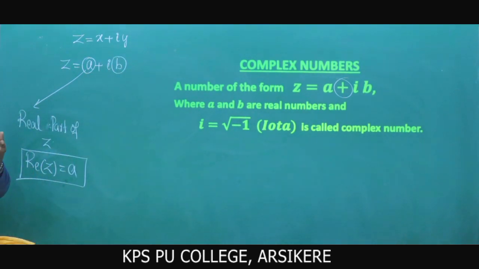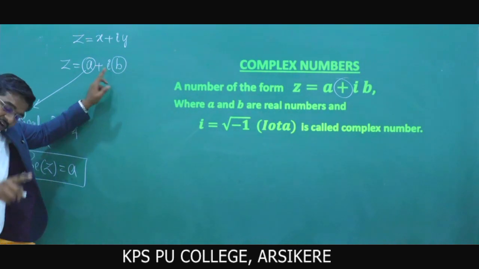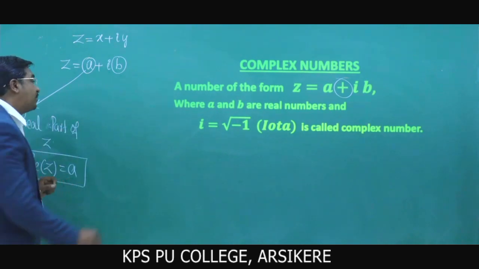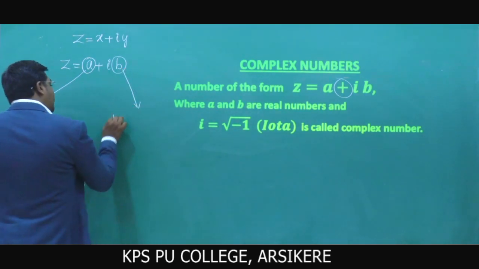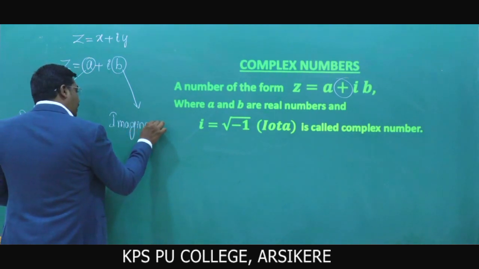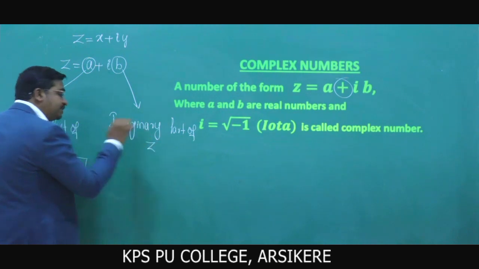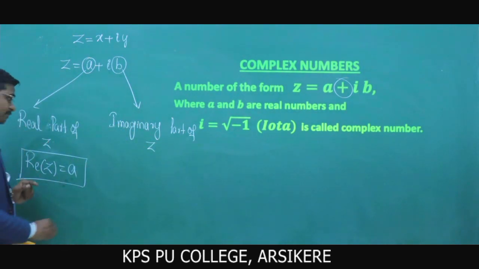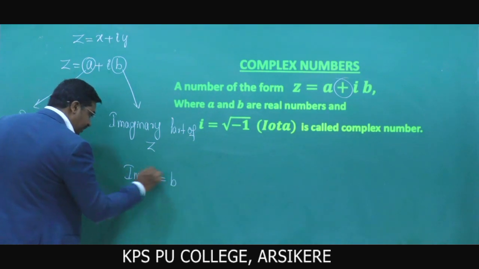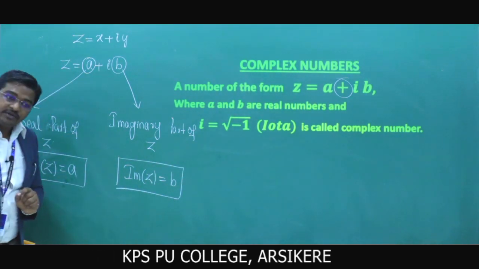What about b? So b is along with i, and i is nothing but imaginary. Very good. So b is called the imaginary part of the complex number. This is also denoted by imaginary part of z. What is the imaginary part of z? It is b. This is denoted by im of z is equal to b. This imaginary part of the complex number is b.